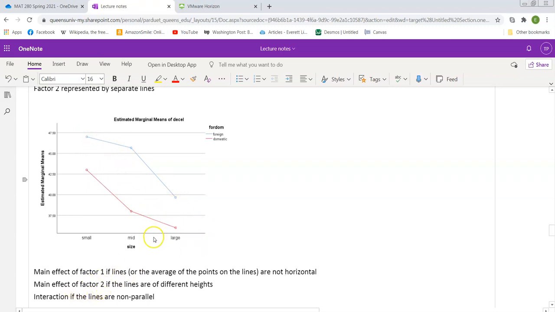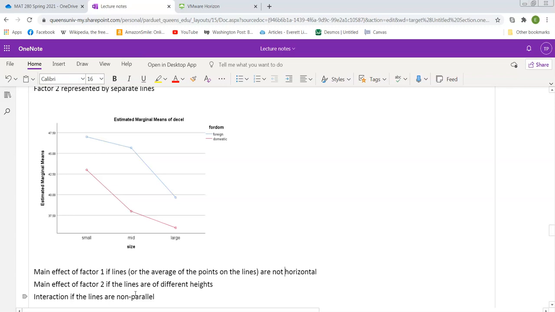There's a main effect of the second factor if these lines are of different heights. So these lines look like, consistently, foreign cars have higher chest deceleration than domestic cars. So based on this, it looks like there is going to be a main effect of whether the car is foreign or domestic. There's an interaction if the lines are not parallel.